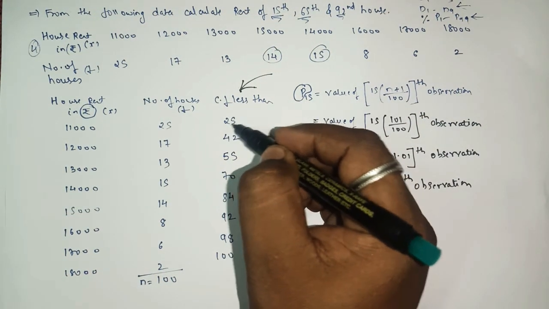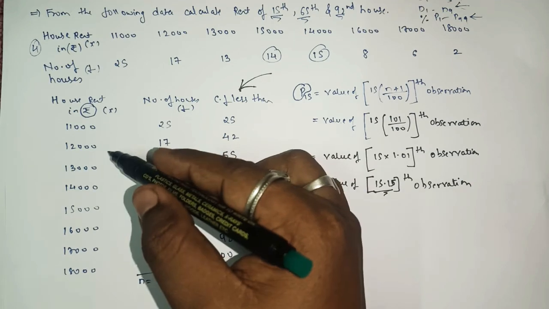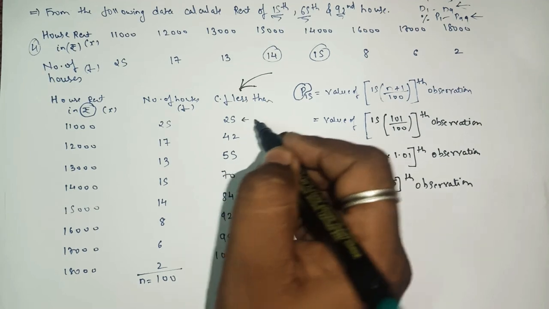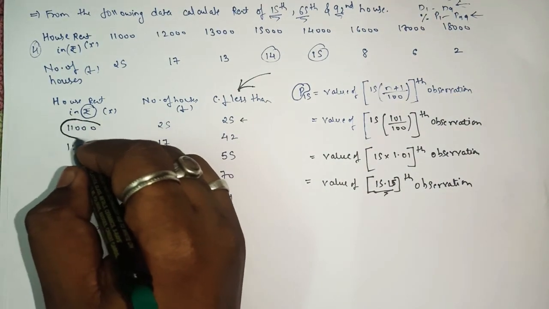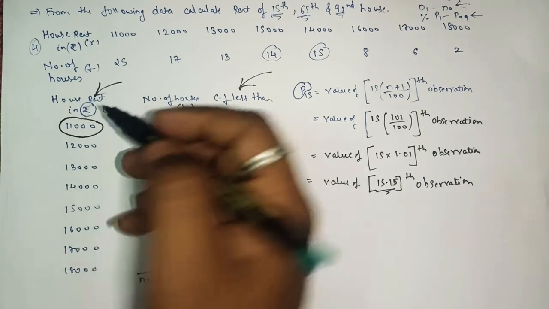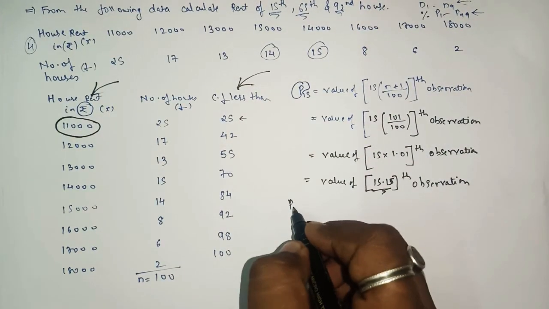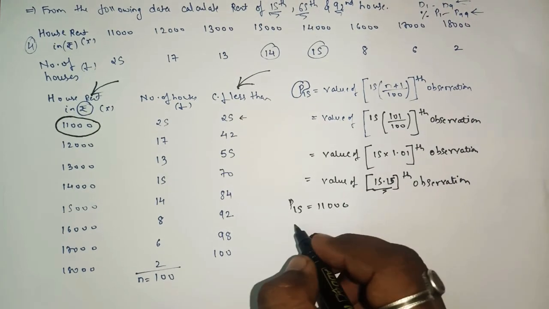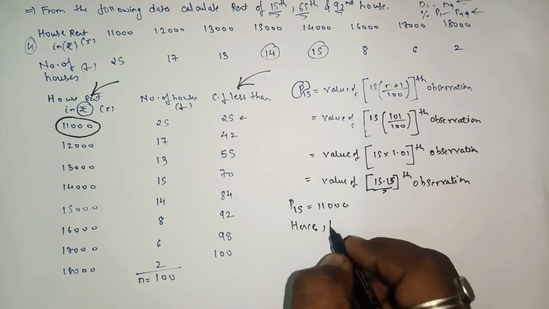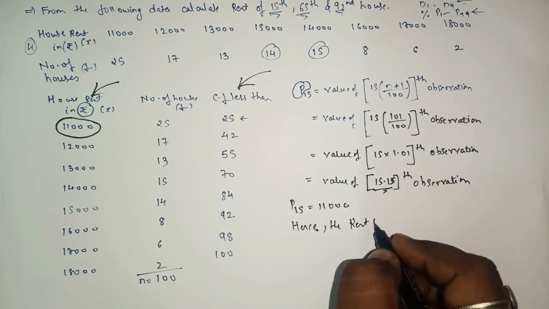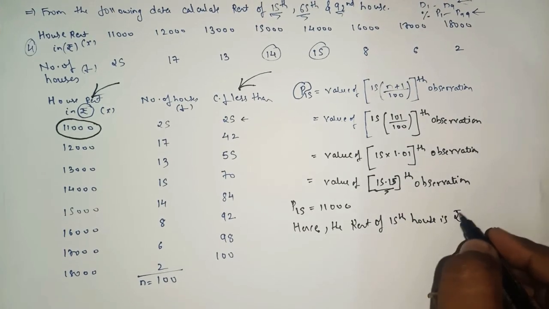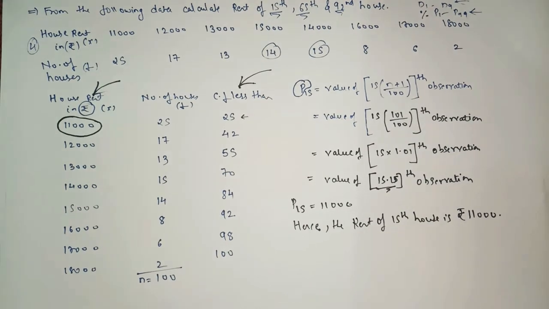As in the first row here we have 25, the second row contains 42. So of course 15.15 will lie where? It will lie in the first row, and as we know our answer will lie in the first column. So here we got the answer for P15, that is 11,000. Yes or no? So here we can write: hence the rent of 15 houses is rupees 11,000.